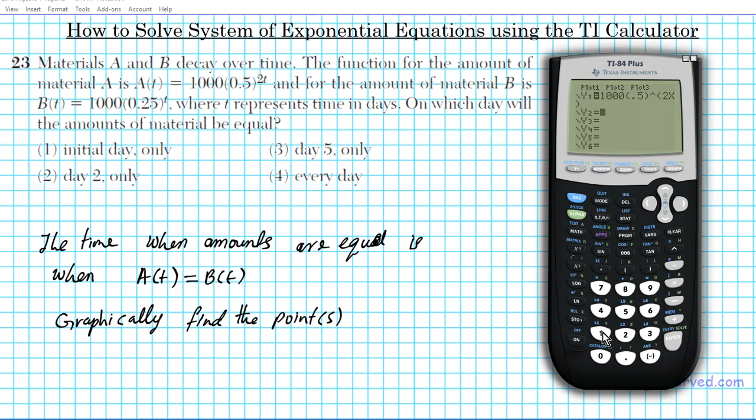Alright, so for the second equation, we have 1000 parentheses 0.25 raised to the t power. So t in this context is just x. Enter. Alright, so we want to look for the intersection of the two.